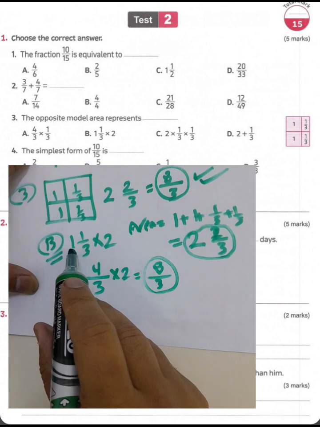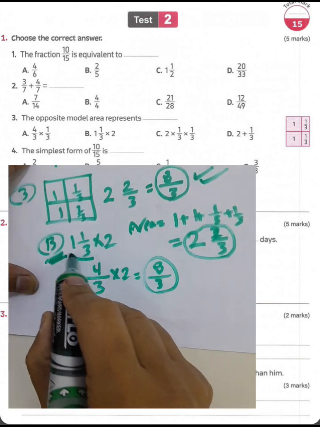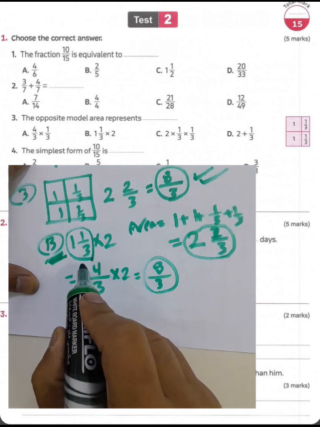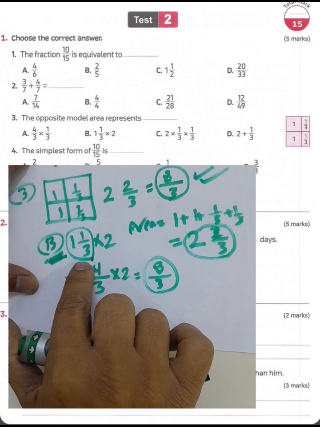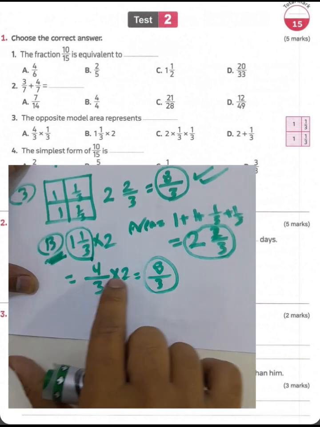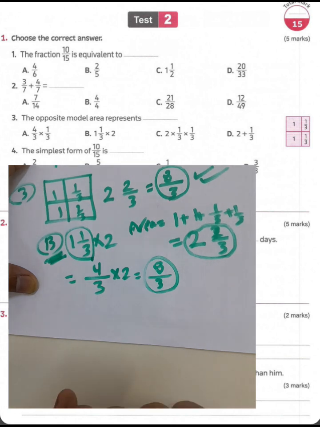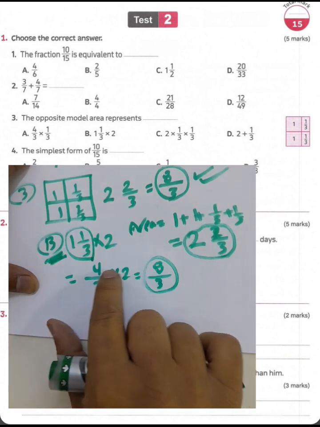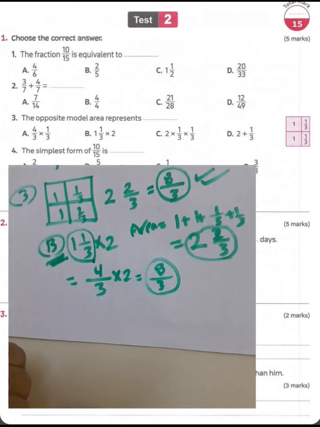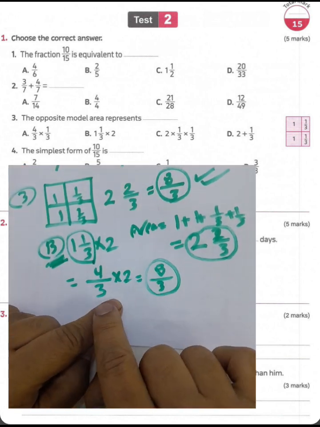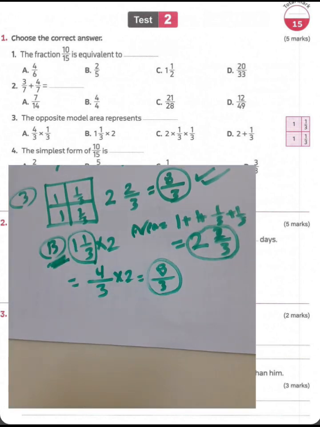And what about 1 and 1 over 3 times 2, letter B? You can find the solution by converting 1 and a third from a mixed number to improper. Write 3 in the denominator. 1 times 3 equals 3 plus 1 equals 4. 4 over 3 times 2. The result will be 2 times 4 equals 8, and the denominator 3. The result will be 8 over 3. Then you must choose letter B, equivalent to the result. About this example, it's very important, okay?